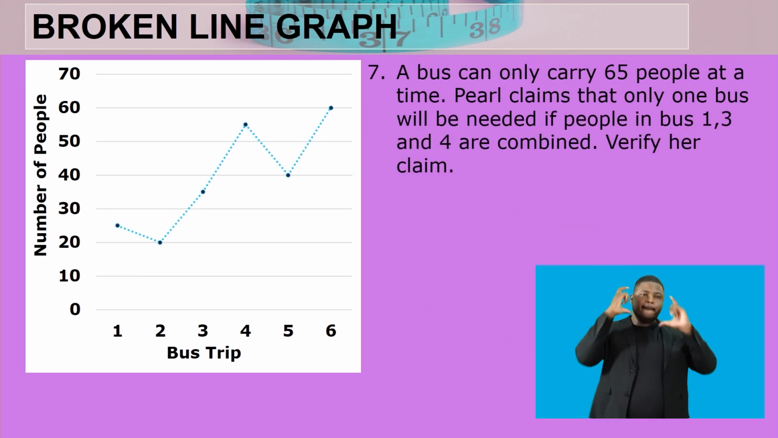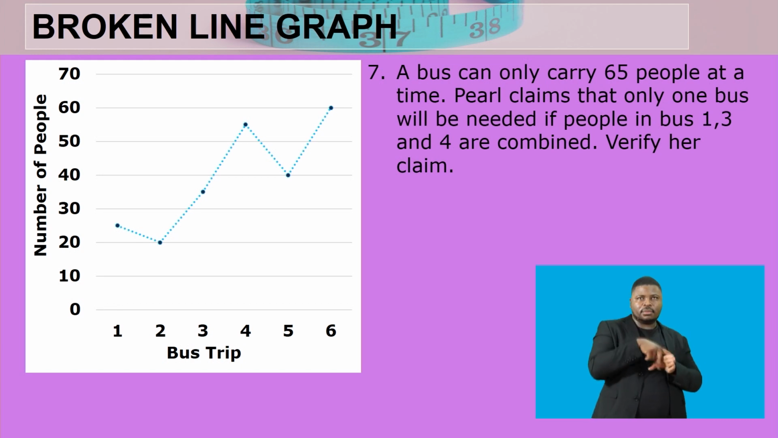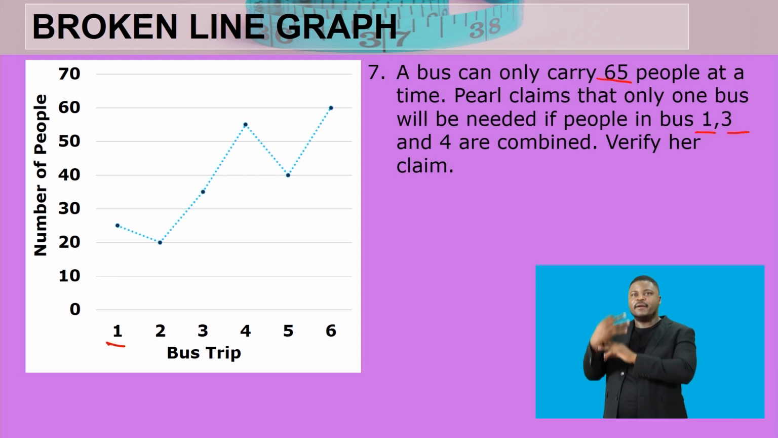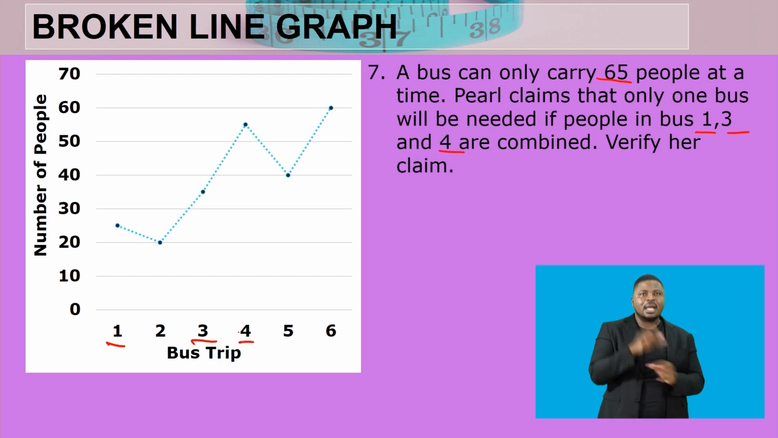Question 7. A bus can only carry 65 people. This is the maximum number of people that can be in a bus. Pearl claims that only one bus will be needed if the people in bus 1, bus 3, and bus 4 are combined. Verify her answer. So how many people are in bus 1? It's almost in the middle, so we'll assume that it's actually 25.